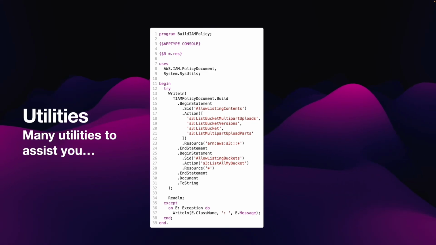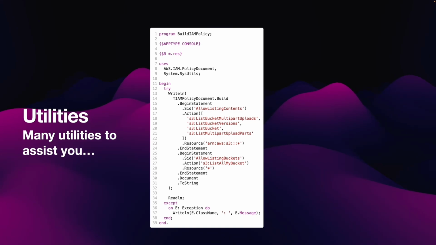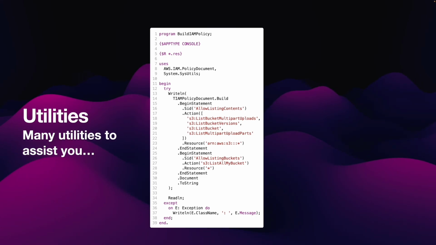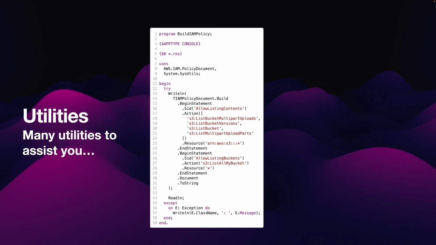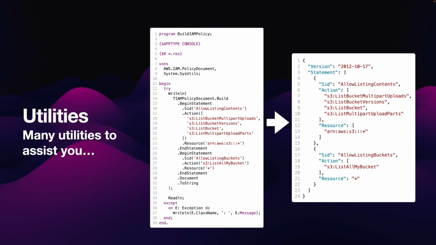So rather than making you write lots of JSON code or do lots of string interpolation, injecting values in, when you want to programmatically generate a policy document, you can import the aws.iam.policyDocument, and then you can use the TIAMPolicyDocument.build, which gives you a fluent interface here to generate that document. And here with our program, it just outputs, or it would output, some JSON like the JSON on the right.